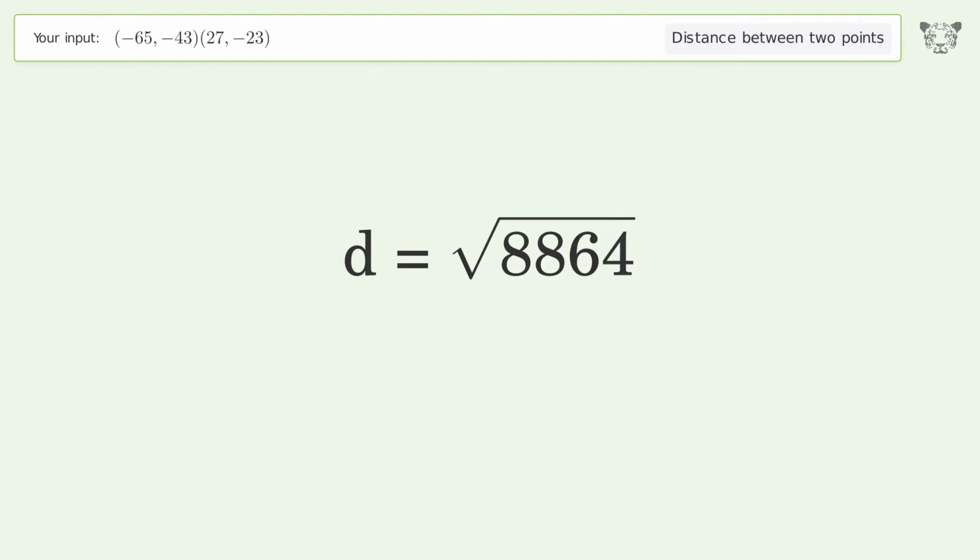And so the distance between the 2 points is the square root of 8,864, or 94.149.